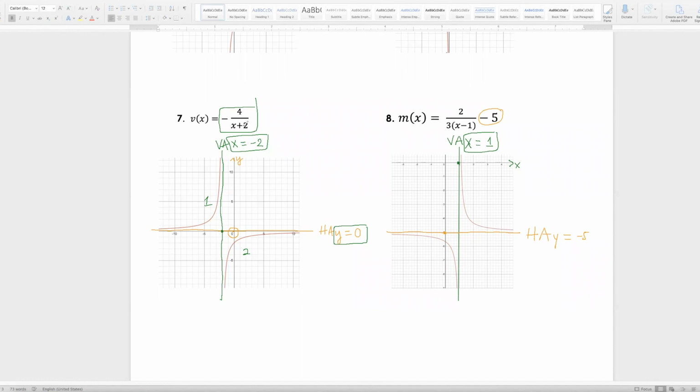Check it out. Right here, I go to the left 2 units. So I have a vertical asymptote at -2. Here, I don't go anywhere at all. There's no k. I stay where I am. The parent function always starts from the origin. So nothing changed in the parent function at the origin at all. They always start from 0. But here, since there's no k, that's why my horizontal asymptote is 0. Just a little observation.